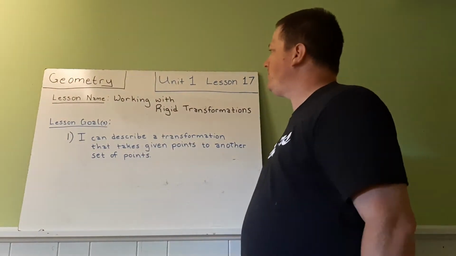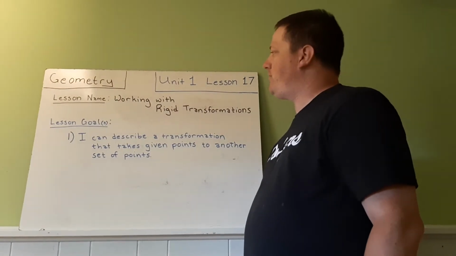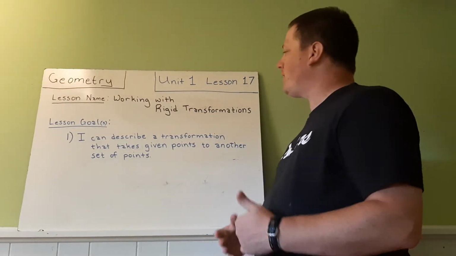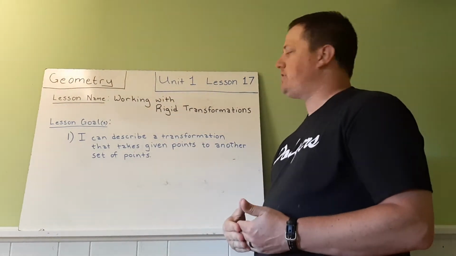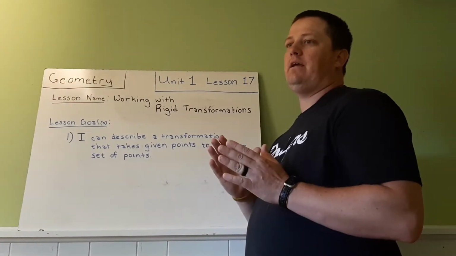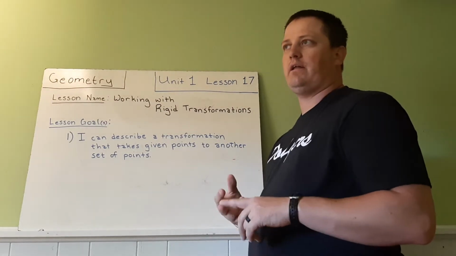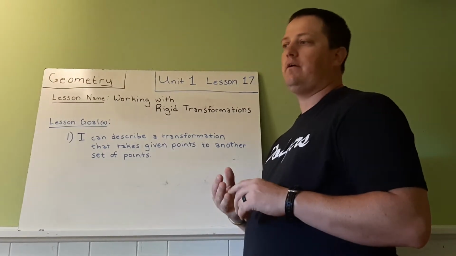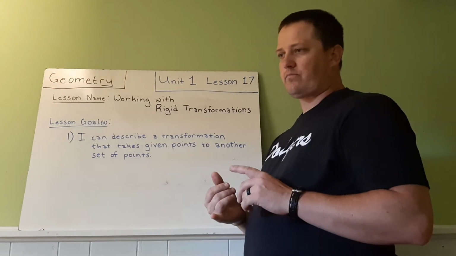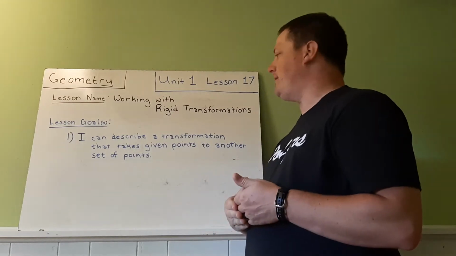Okay, geometry students, let's look at Unit 1, Lesson 17, and the focus here will be working with rigid transformations. So we're going to be looking at transformations that are very straightforward, using rotation, translation, symmetry, reflection. So we're going to be using those things to create images.